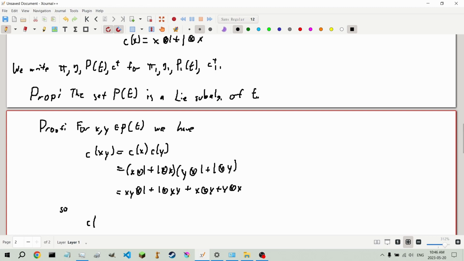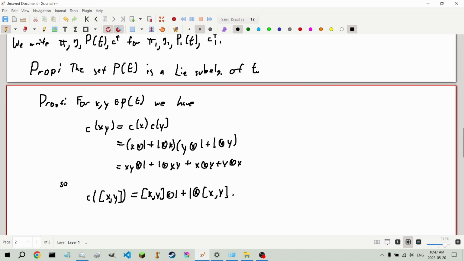From that we get the co-product of the bracket of x and y, I'm guessing this is the xy minus yx format. If this is xy minus yx, then we see from above that xy tensor 1 is going to have a corresponding negative yx tensor 1. So we're going to have x bracket y tensor 1. Likewise, 1 tensor xy is going to have a corresponding negative 1 tensor yx. And then xy and yx are going to take each other's places in the negative form, and they're all going to cancel out. So we get that if x and y are primitive, of course their bracket is going to be well defined, but we see here it's also going to be primitive.